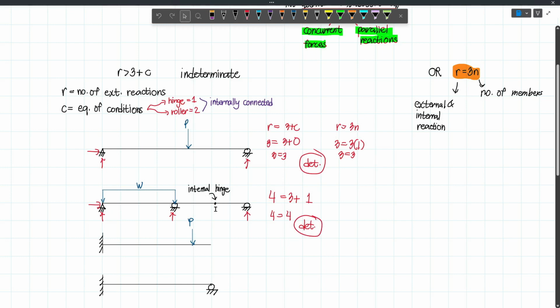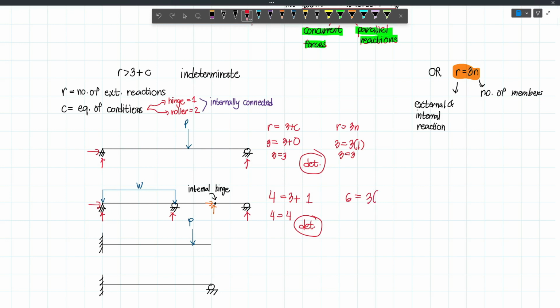Now here it is different. Again, if r equals 3n, you consider both external and internal reactions. So this internal hinge has an upward and a horizontal reaction. And so the r that we will use here becomes 2 plus 1 plus 2 plus 1, so that gives 6 equals 3 times the number of members. Now sir, how many members is this?